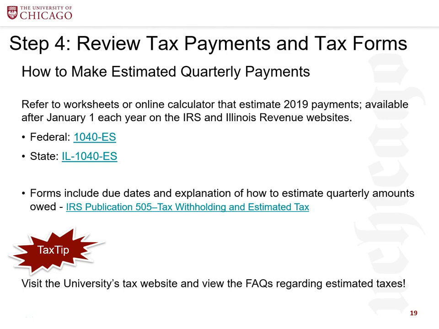These forms do include due dates and an explanation of how your estimated quarterly amounts are estimated and how to pay what is owed. But there are essentially two ways. You can either mail it in or you can make those payments online. We do link to the IRS Publication 505, Tax Withholding and Estimated Tax. That just provides a little more information. But again, these forms are very simple arithmetic and should be relatively easy to fill out. We also provide information at our tax website and some frequently asked questions regarding estimated taxes. But if you have more specific questions, you can always email grad help and someone will get back to you with a little bit of help.